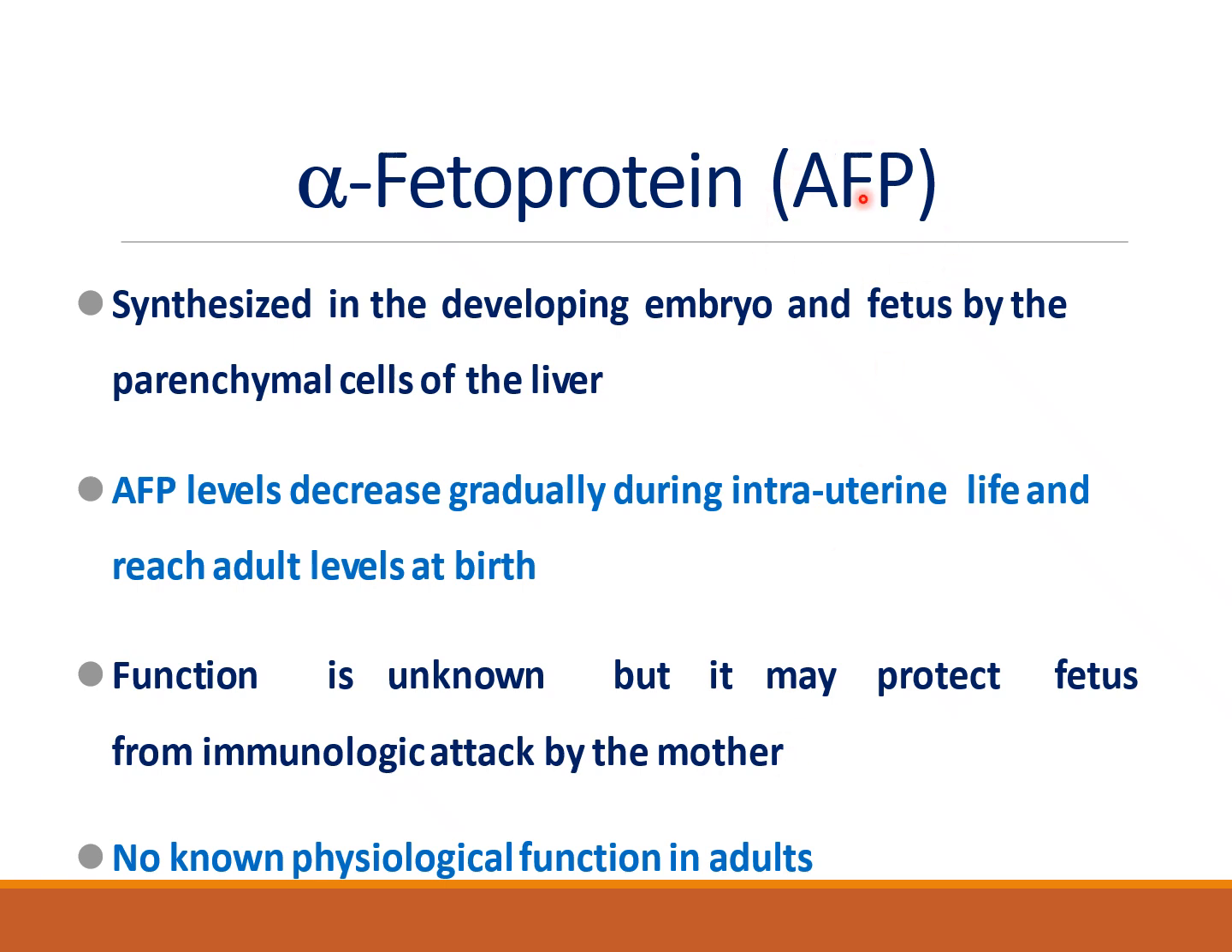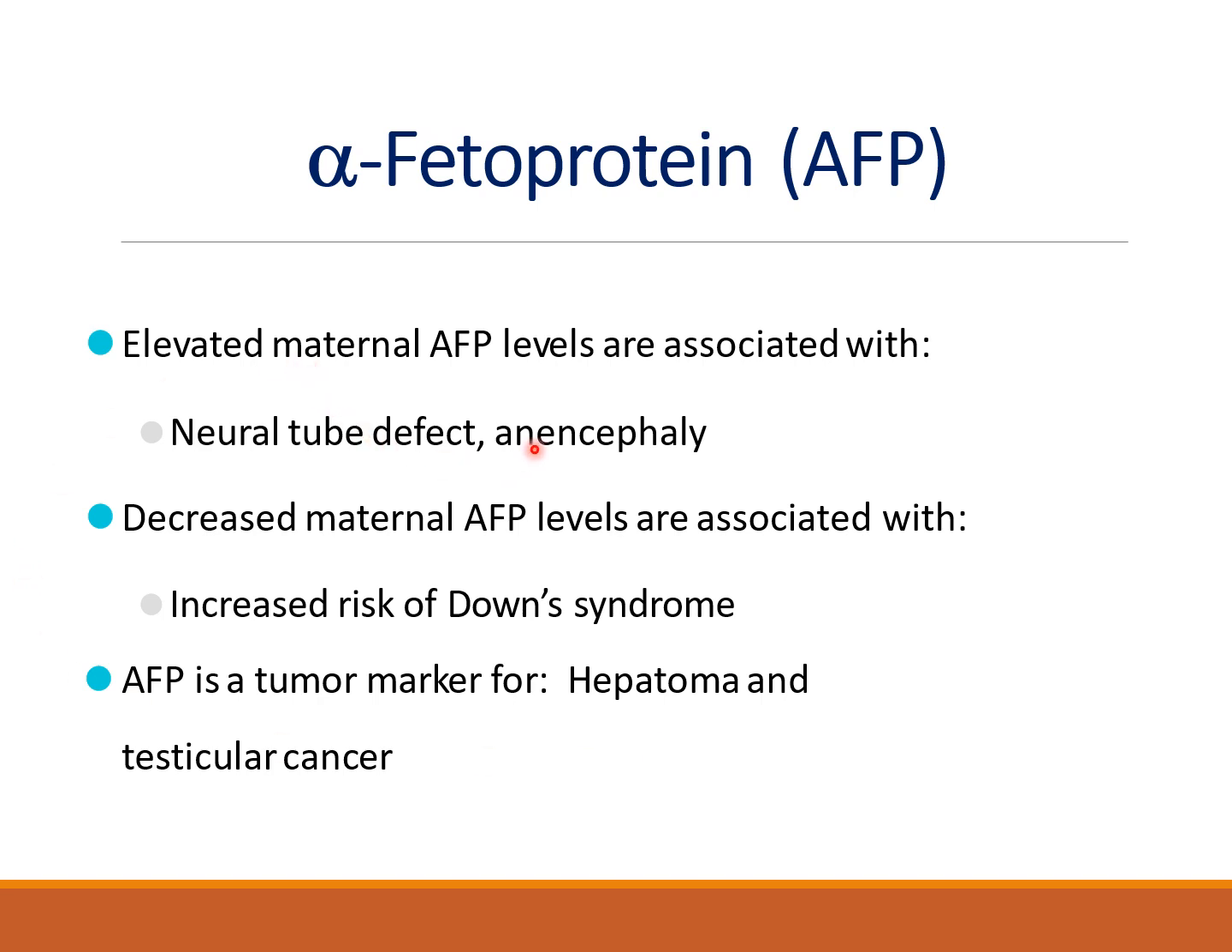Next, this is a very important marker, AFP, alpha fetoprotein, a tumor marker. Important question: they'll be asking 2-mark or 1-mark questions in MCQ. It is synthesized in the developing embryo and fetus by parenchymal cells of the liver. The level decreases gradually during intrauterine life and reaches the adult level at birth. Function is unknown, but it may protect the fetus from immunologic attack by the mother, which is nothing but a defense mechanism. So elevated AFP levels are associated with neural tube defect.